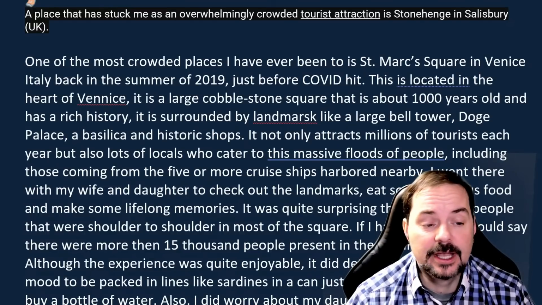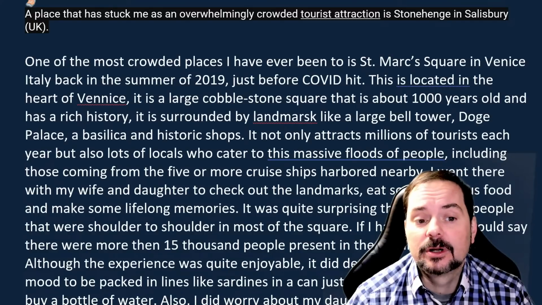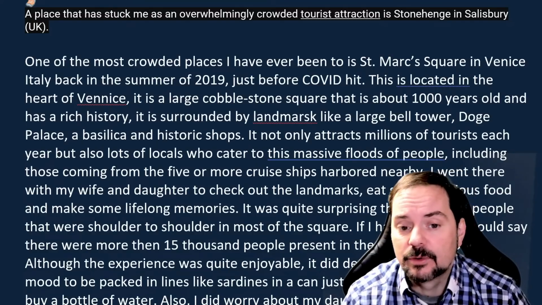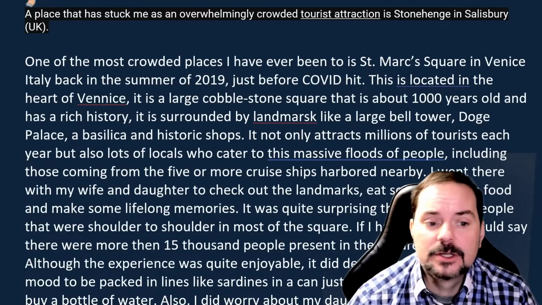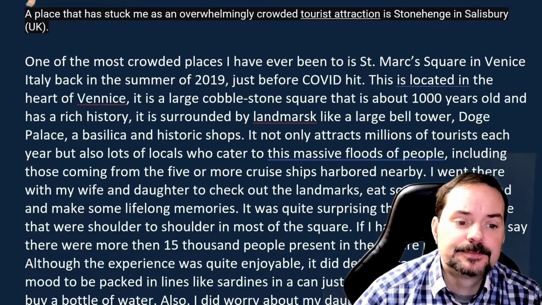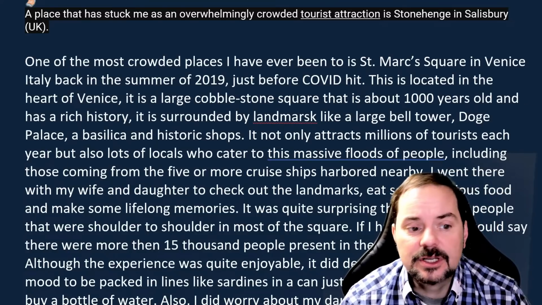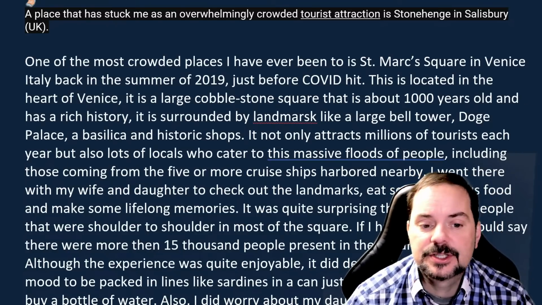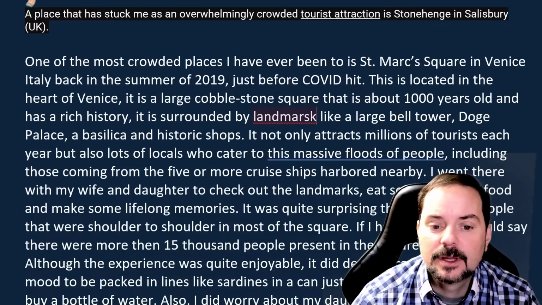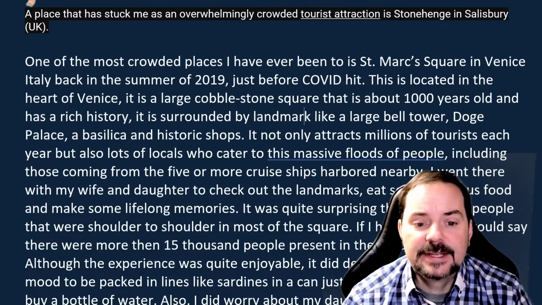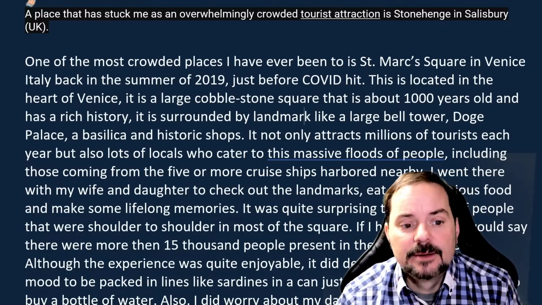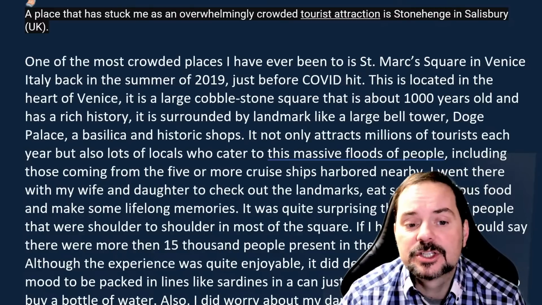Mark's Square in Venice, Italy, back in the summer of 2019, just before COVID hit. This is located in the heart of Venice. It is a large cobblestone square that is about 1,000 years old and has a rich history. It's surrounded by landmarks like a large bell tower, Doge Palace, a basilica, and many historic shops.